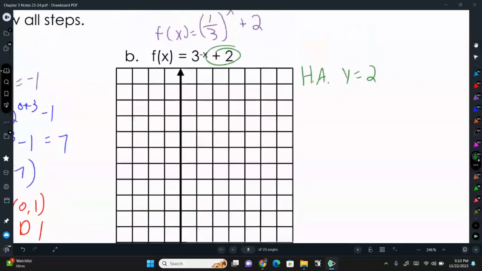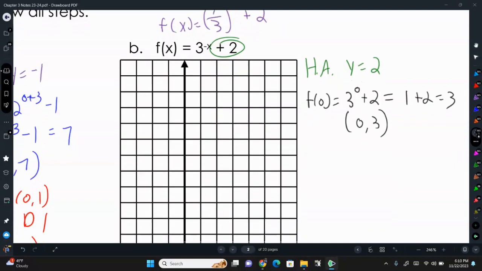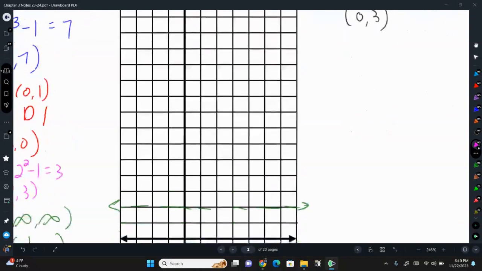So then our y-intercept, let's substitute in 0. So f of 0 equals 3 to the 0 plus 2. 3 to the 0 is 1. We get 1 plus 2, which is 3. So we have 0, comma 3 as our point. Now let's go ahead and plot that 0, comma 3.